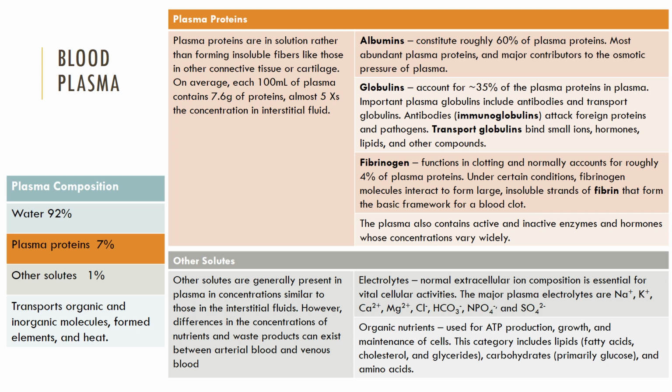Major plasma electrolytes include sodium, potassium, calcium, magnesium, chloride, bicarb, and so on. Organic nutrients are used for ATP production, growth, and maintenance of cells. This category can include lipids, carbohydrates, and amino acids. Organic waste products are carried to sites of breakdown or excretion, like urea, uric acid, and bilirubin, and even ammonium ions.